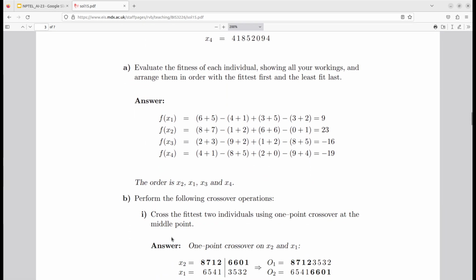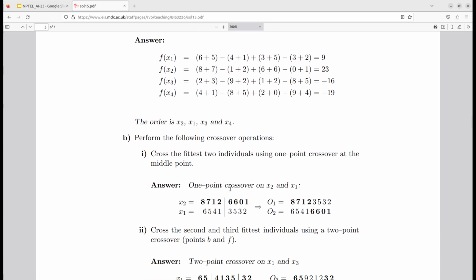So the order of their fitness would be: x2 is higher compared to any other, then x1 with 9, then x3 with a negative value, and then x4. This is the order of the fitness scores. Now we are going to do the crossover operation.